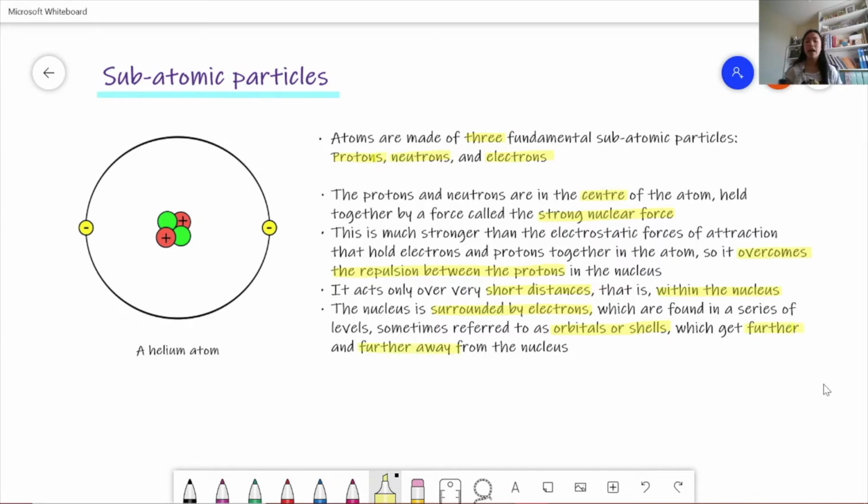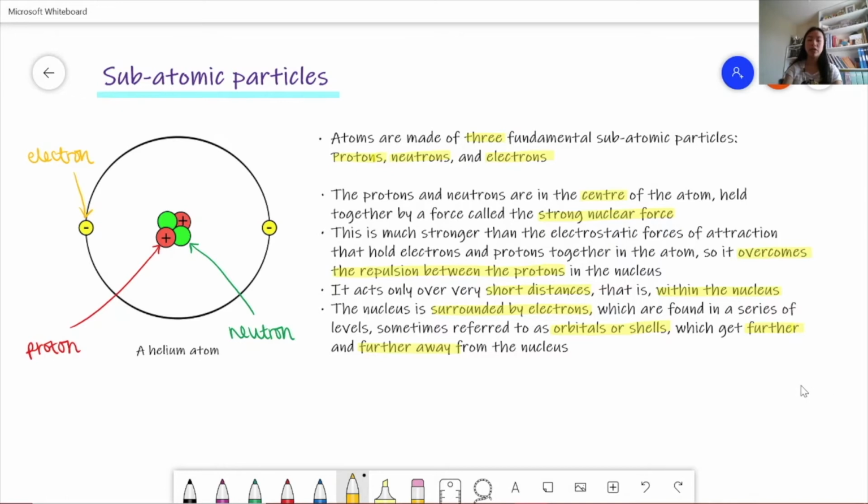Looking at this example of a helium atom, here we have a proton, a positively charged subatomic particle which is found in the nucleus. This green one is a neutron because it's also found in the nucleus, but it doesn't have a charge. And the yellow one is our electron, because it's in a shell or an orbital around this nucleus.